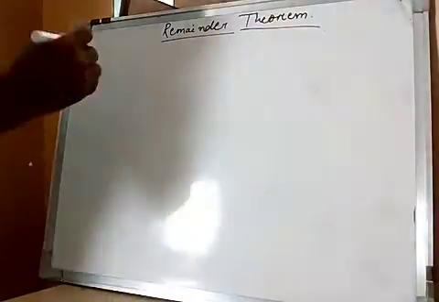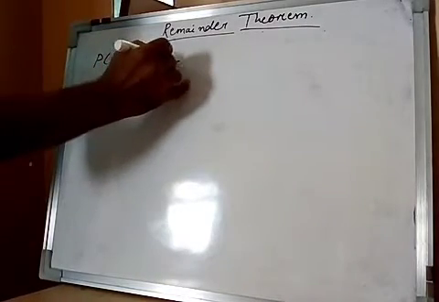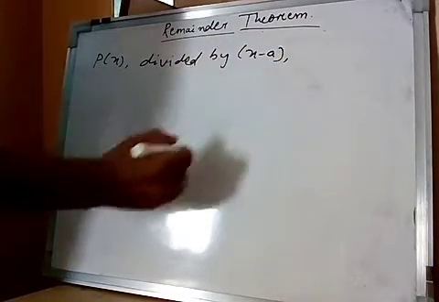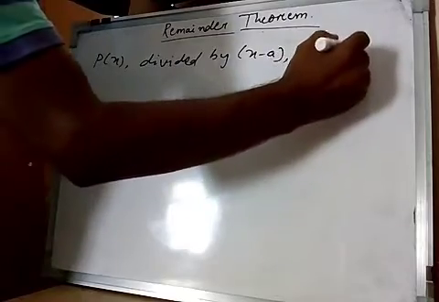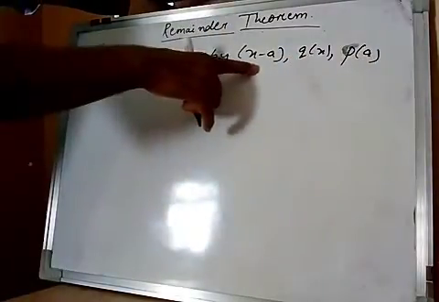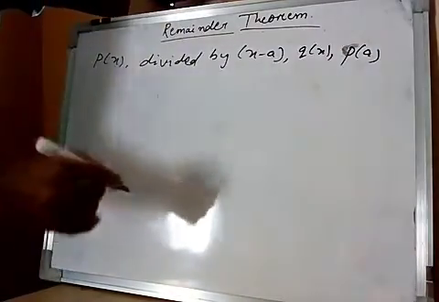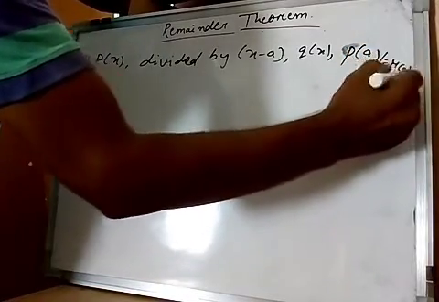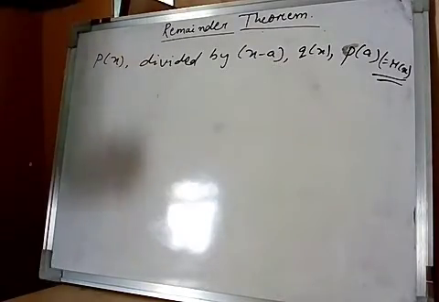So we can say now, if polynomial px is divided by x minus a, then the quotient will be qx and the remainder will be p of a. What we are getting in the place of x, that is a, and that is p of a, and that is the rx, meaning remainder in x, that is r.